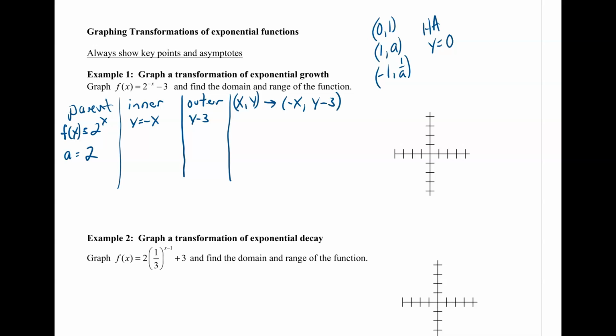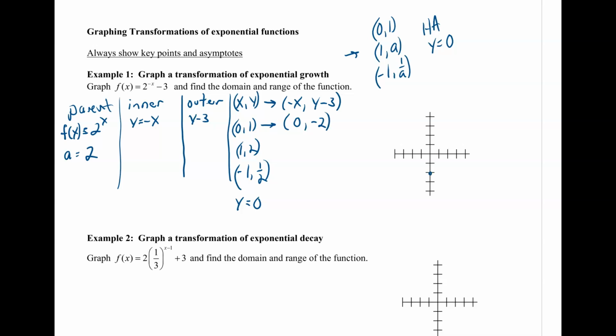All right, and we're going to apply the rule to the points that we just wrote up here. So we're going to apply that to (0, 1). We're going to apply it to (1, a), and again, this time a is 2, so (1, 2). We're going to apply it to (-1, 1/2). And then last, we're going to apply it to the asymptote y = 0. All right, so if we plug in a 0 and take the opposite here, we still have 0. Nothing happens to that point. And 1 - 3 is -2. So we're going to plot that (0, -2).